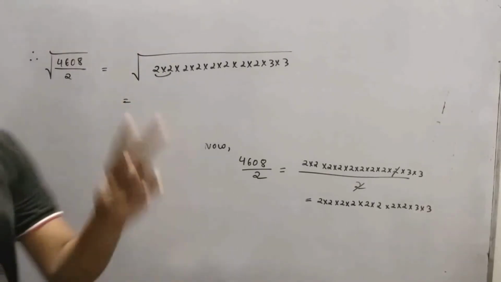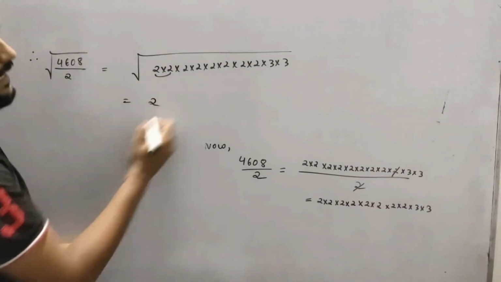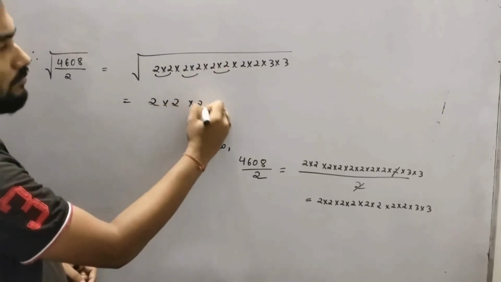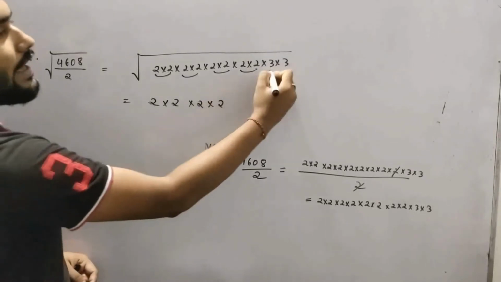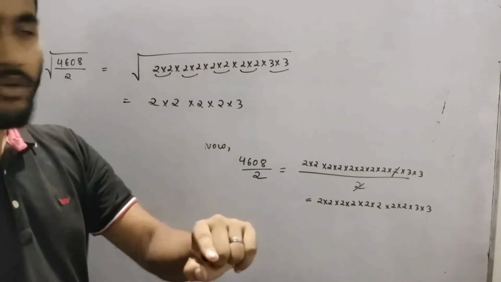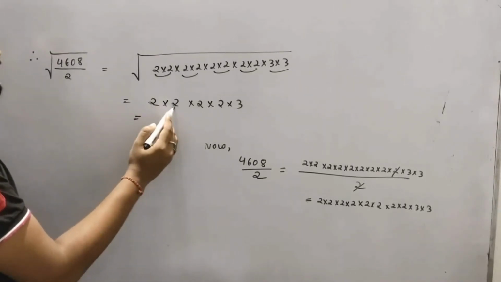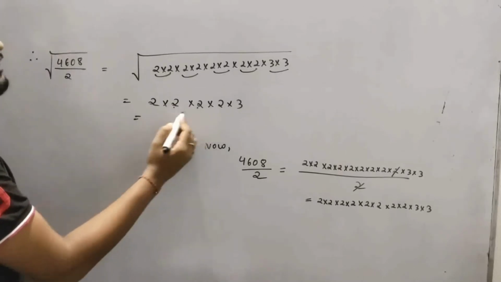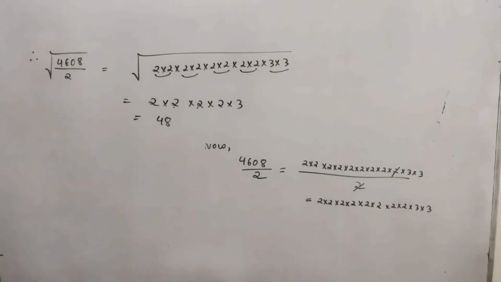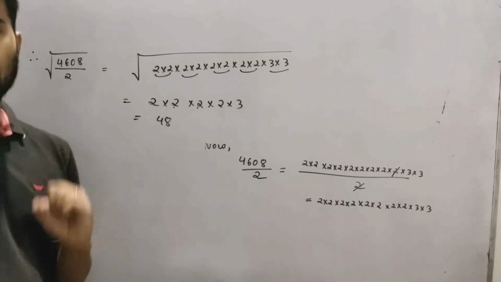From a pair of 2s, one 2 will come out. Again from this pair one more 2, and again from this pair one more 2. From two items one item will come. So what is your answer then? 48. So what should be divided? 2 should be divided, that is your first answer.